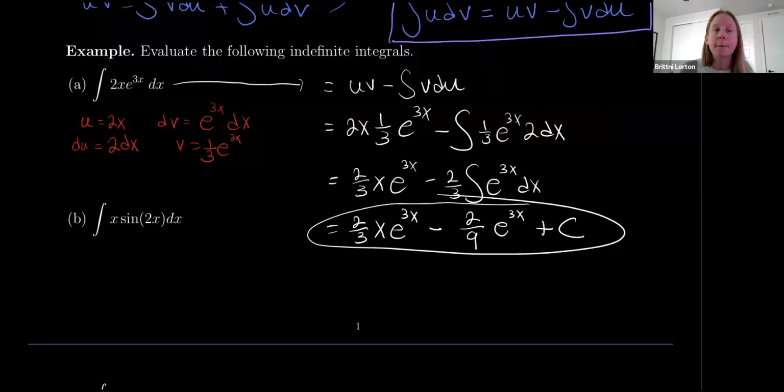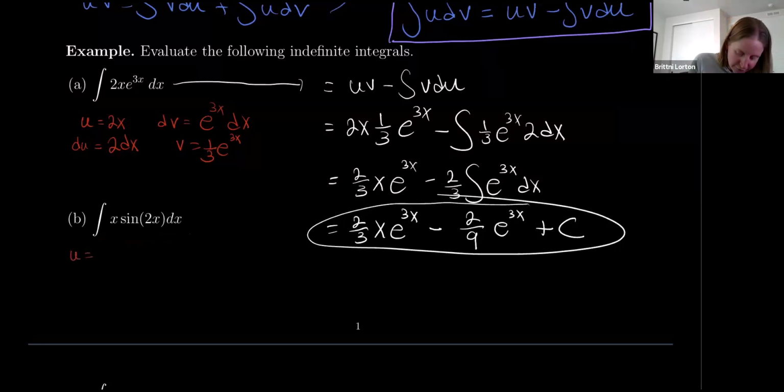So let's look at part B of this example right here. So I've got the integral of x times sine of 2x. Again, I don't know that antiderivative off the top of my head. I could try a u sub, it didn't work. So what I need to do now is set up my integration by parts.